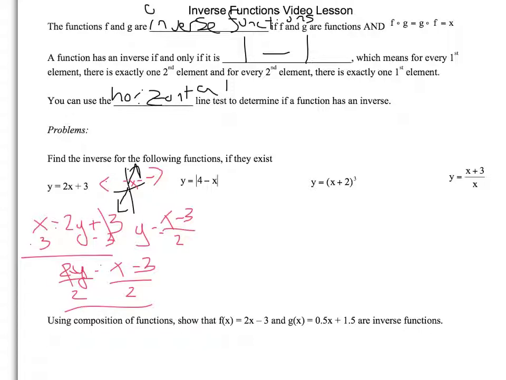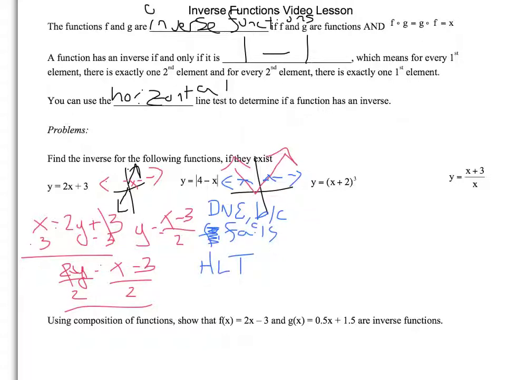Looking at the next one, y equals the absolute value of 4 minus x. Well, I'm not quite sure exactly what it looks like, but I do know it is a V shape. So the absolute value of 4 minus x looks something like that. If I draw a horizontal line, I hit at two different spots. Since I hit at two different spots, the inverse does not exist. So D and E do not exist, because they fail the horizontal line test, HLT.